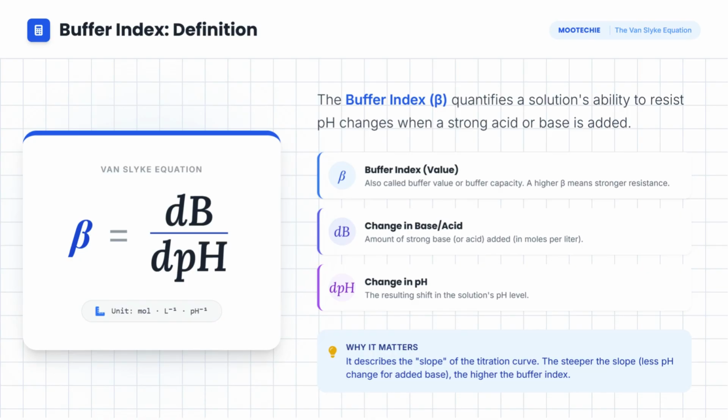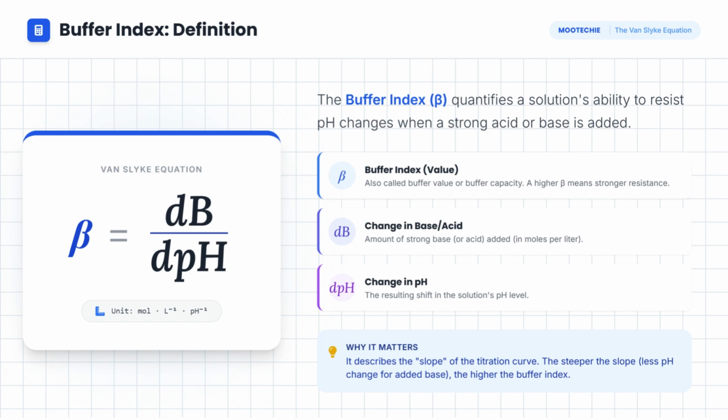The buffer index, symbolized by the Greek letter beta, quantifies a solution's ability to resist pH changes when a strong acid or base is added. The buffer index value is also called buffer value or buffer capacity. A higher beta means stronger resistance to pH change. It's calculated by looking at the change in the amount of strong base or acid added in moles per liter, divided by the resulting change in the pH level.